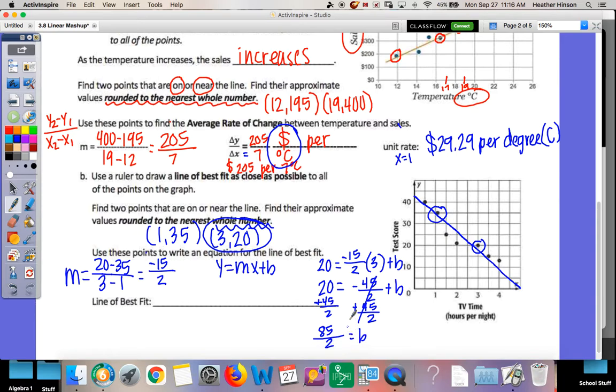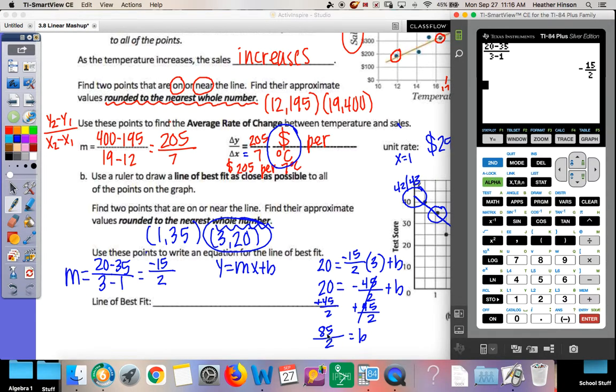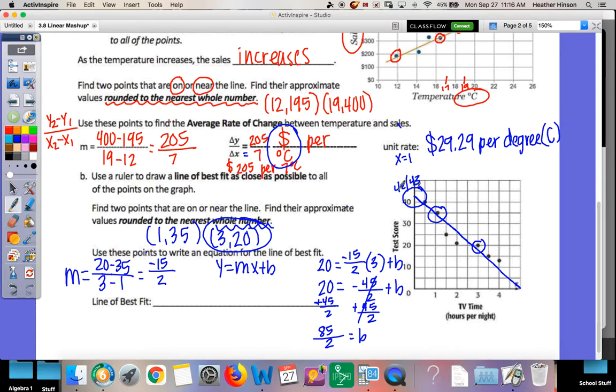Now to see if we're close with the y-intercept, our line hit at approximately 42, 43. So I can check that in my calculator. 85 divided by 2, that is 42 and a half. So that is right between 42 and 43. So super close there. So this one's really good, 42 and a half.